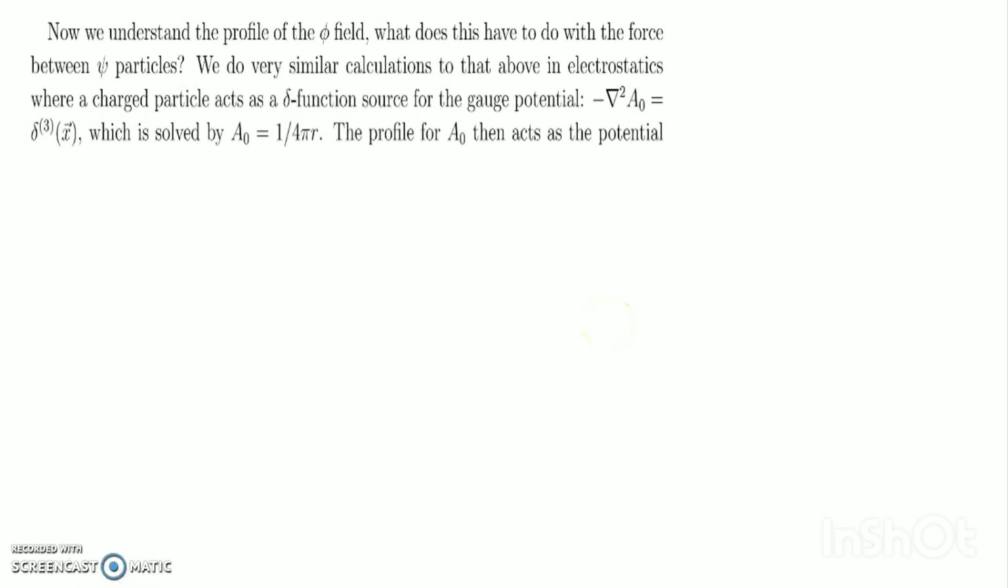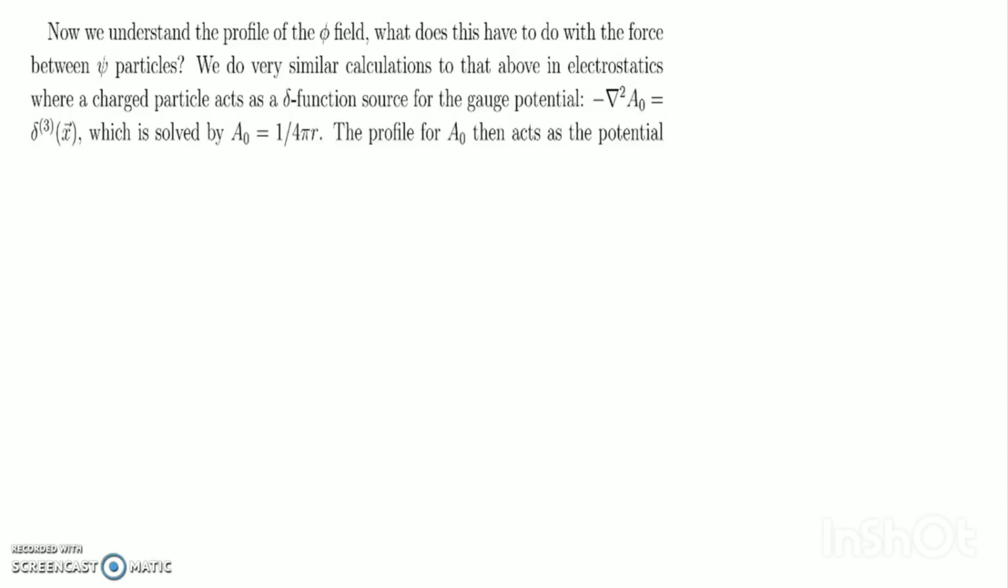Now we understand the profile of the phi field. What does this have to do with the force between psi particles? We do a very similar calculation to that of electrostatics, where a charged particle acts as a delta function source for the gauge potential. Nabla squared A0 is equal to delta cubed x, which is solved by A0 equals 1/(4 pi r). The profile for A0 then acts as the potential energy for another charged test particle moving in the background.